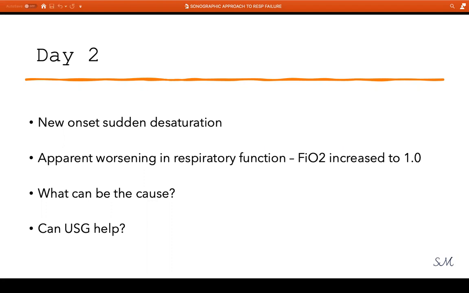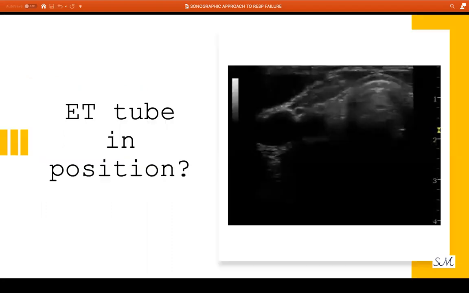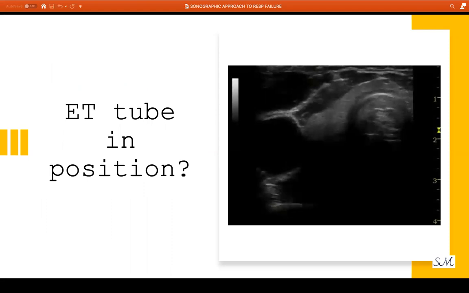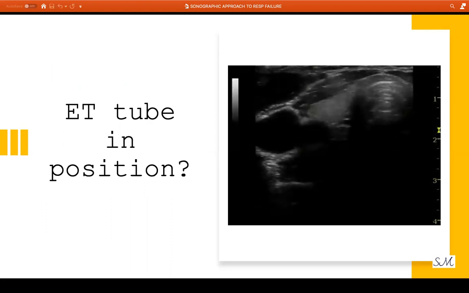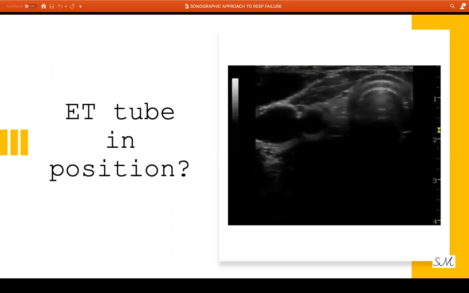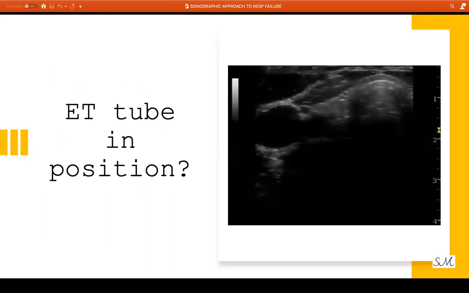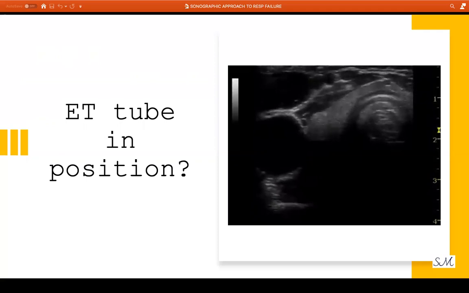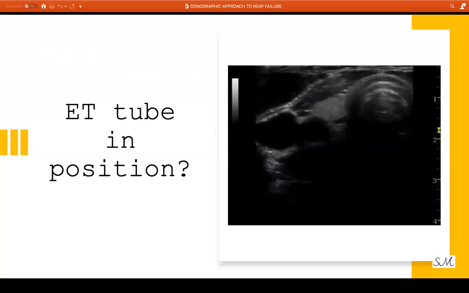So whenever we are evaluating this type of sudden desaturation, we usually look at the airway, followed by the lung. First thing we need to confirm is whether the ET tube is in position, whether it is within the trachea. With a scan of the anterior part of the neck, if we identify the trachea and the tracheal lumen, we can clearly identify whether there is any artificial tube present or not.